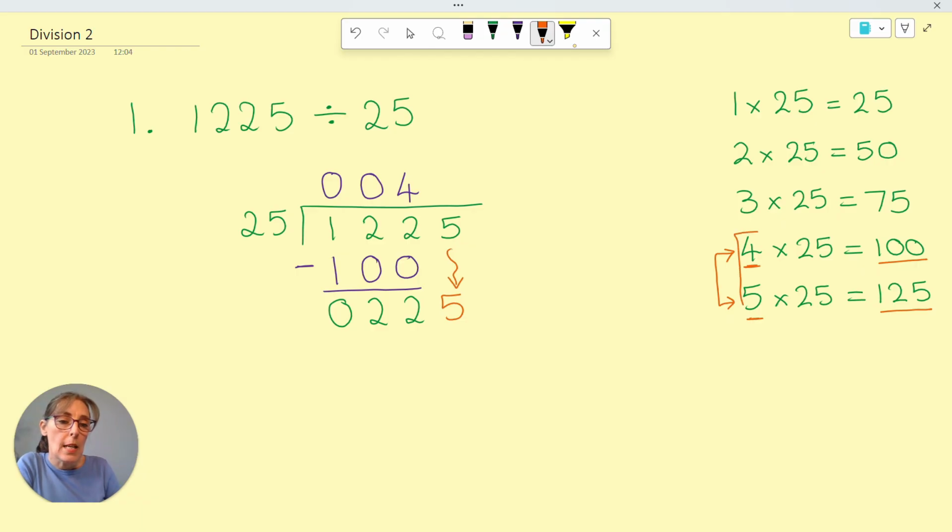So I can put these two together. That wasn't very good, was it? Made it unclear. All right. So we've got 5 lots of 25 and 4 lots of 25. So 5 plus 4 is 9. So 9 lots of 25 will give us 225.